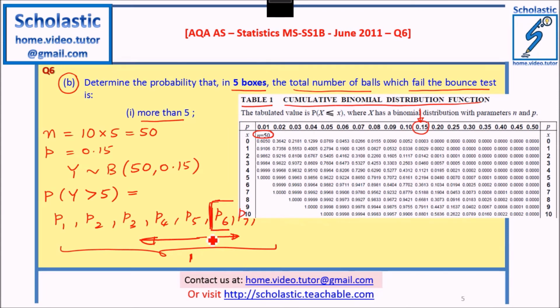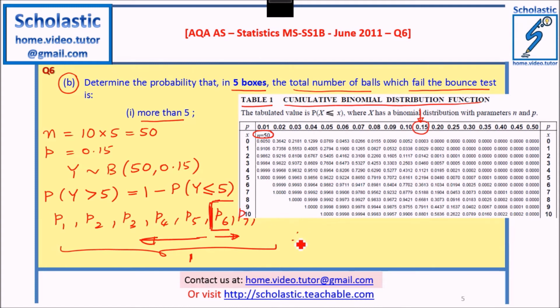So the area under the curve that we consider is total area minus from 5. That means 1 minus probability of y less than or equal to 5. Again, because of the discrete nature of the probability distribution, if you want to keep P6, we need to take from P5. So it will be from 5.